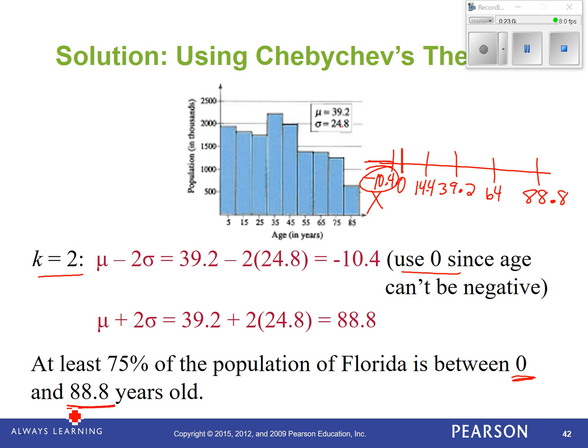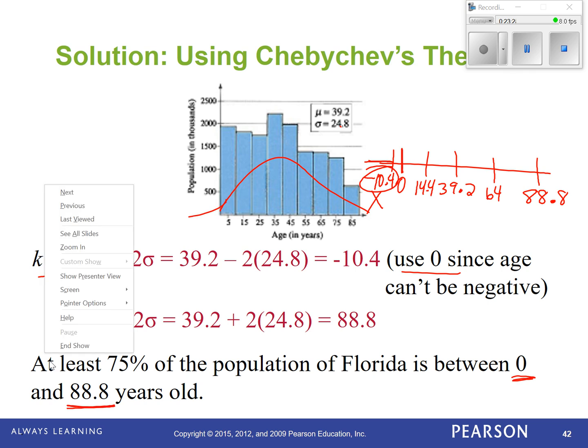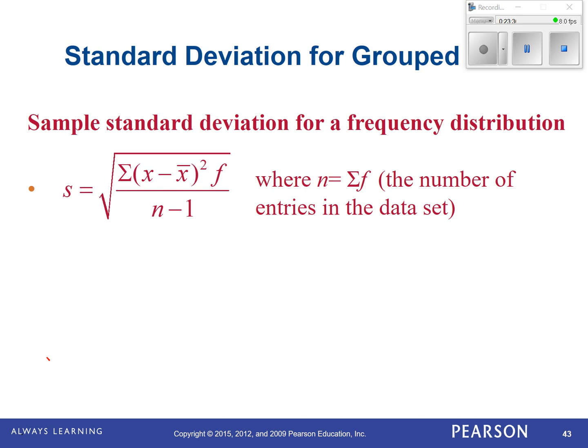But that's using Chebyshev's theorem. And again, it works on any set of data. Notice that this isn't symmetric. It doesn't fit that bell curve. So it works for anything. It gives you a decent estimate. Not a great one, but a decent one.